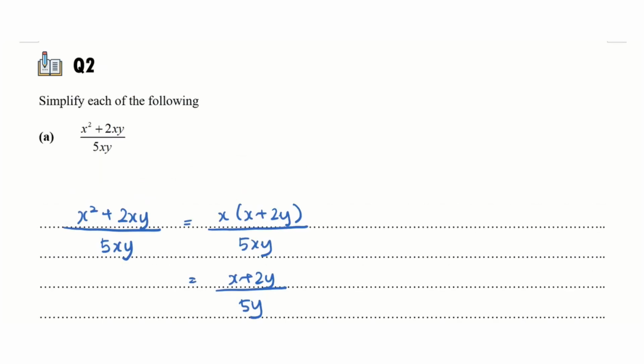Next, in question 2a, we have x squared plus 2xy over 5xy. So what we've got to do is to do factorization in the numerator. Hence, by factorizing, we will get x times x plus 2y. This factorization method that we're using is by extracting common factors. The denominator, we can leave it as 5xy. And then after that, when we do the cancellation, we can only cancel away the x. Then our final answer will be x plus 2y over 5y.